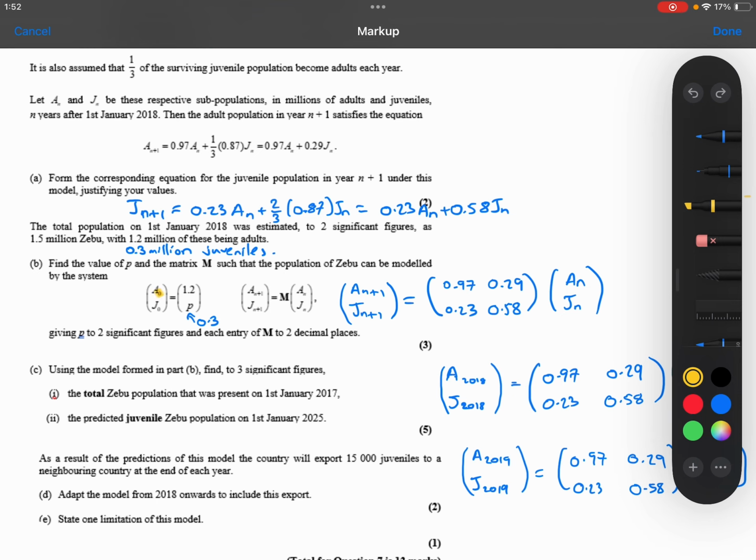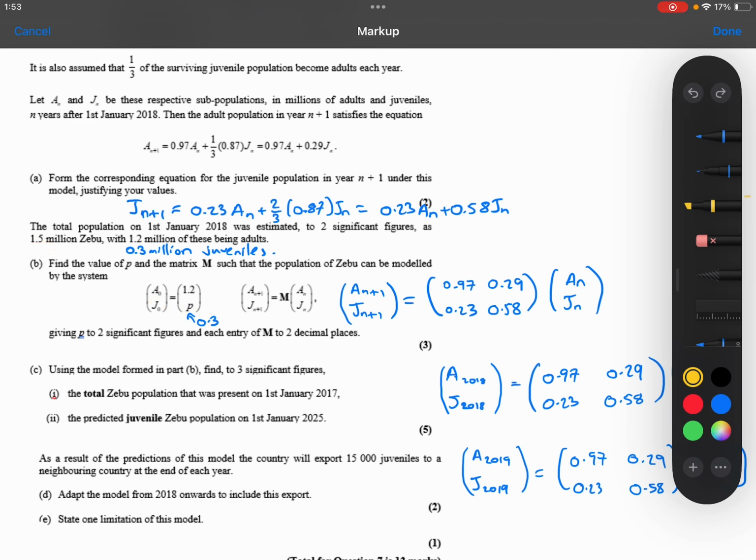So A0, that's the population of adult zebu, 0 years after 2018. And we can see that that's 1.2 million because we were told there were 1.2 million adults at the beginning. Which means that P has to be 0.3 because that corresponds to the juveniles, 0 years after 2018. And we know there's 0.3 million of those because we were told that there was a total of 1.5 million at the beginning.